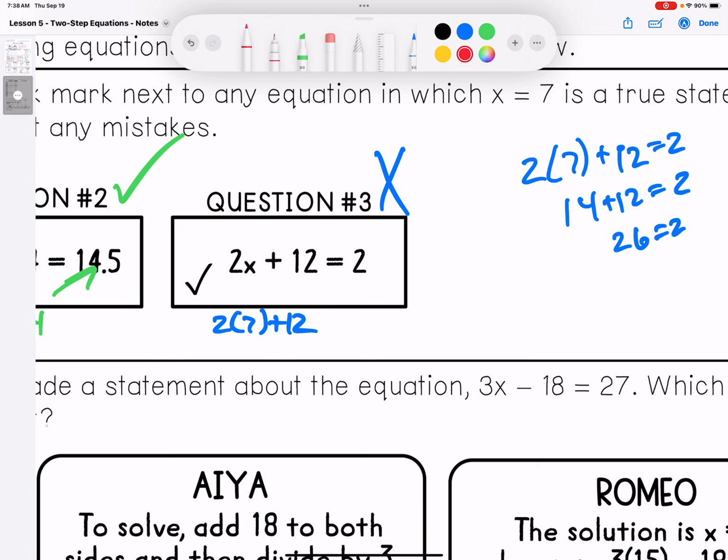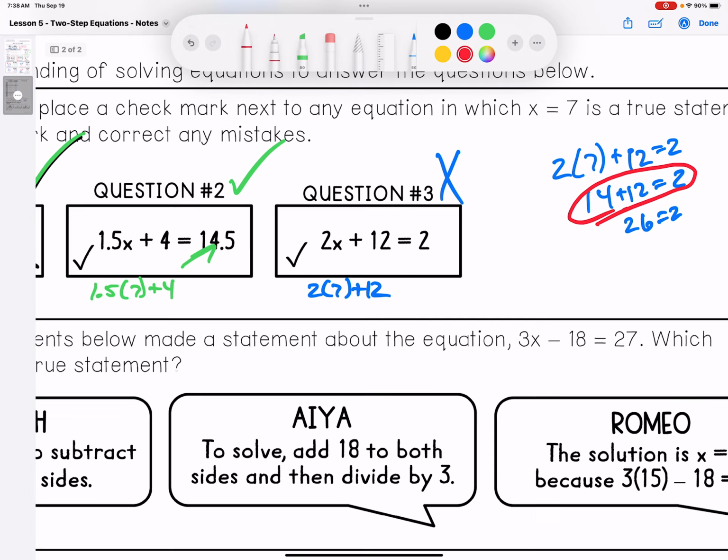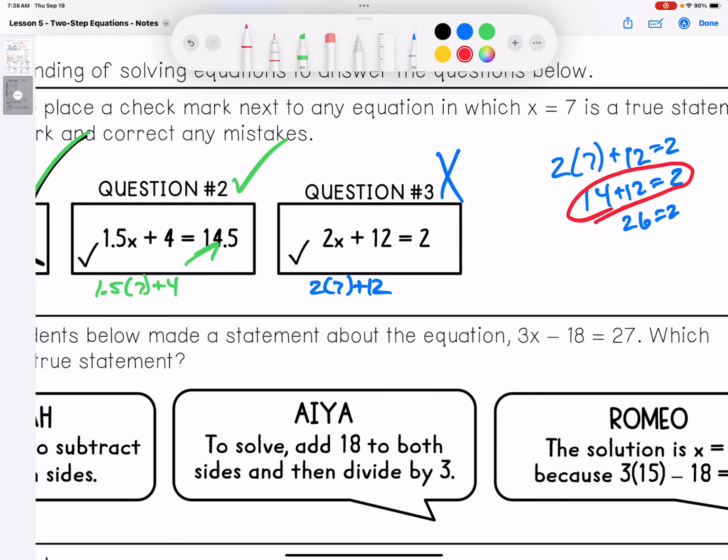All right. If you think that he subtracted right there, you would be correct. That's probably what he did incorrect. He probably subtracted the 14 minus 12 and got 2 instead of adding. So, anyways, the answer is number 3.